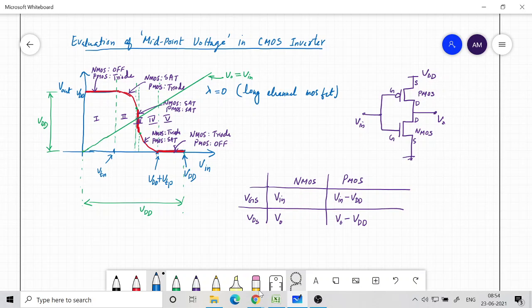So this 45 degree line, or this V out equal to V in line, is going to intersect our transfer characteristics at a point. That point is what we call the tripping point, and you will see that this will be happening in the region where both are in saturation mode of operation. Let's say this point, so this voltage is what is called Vm.